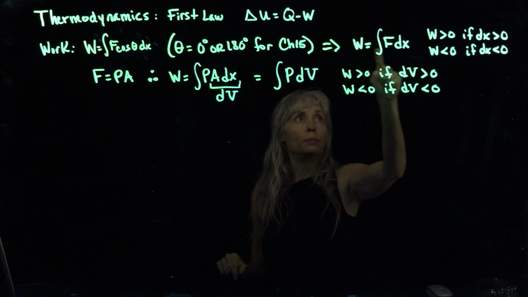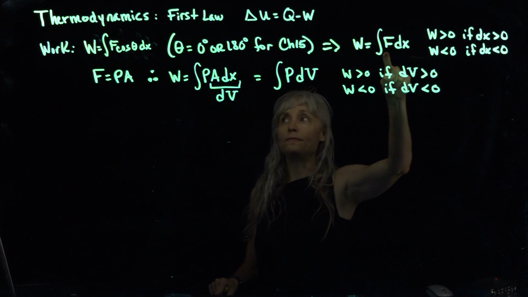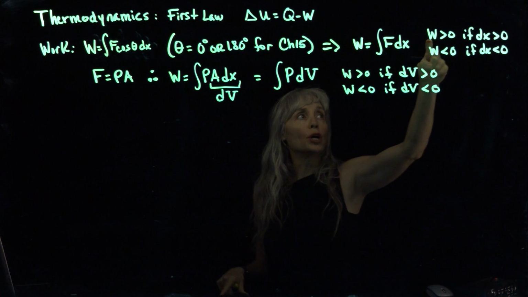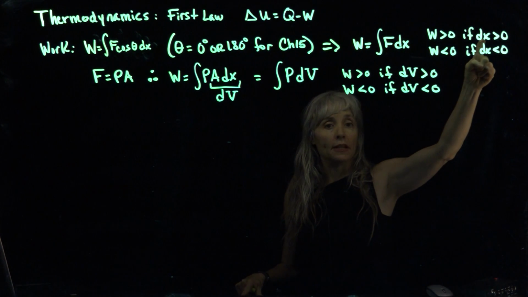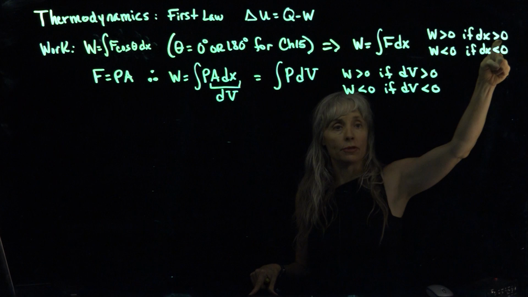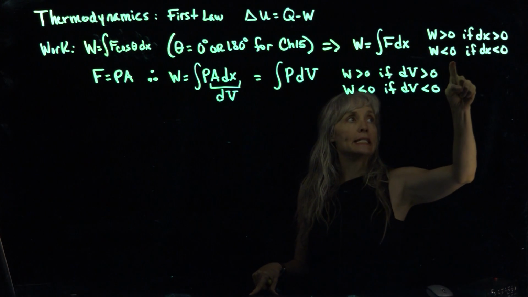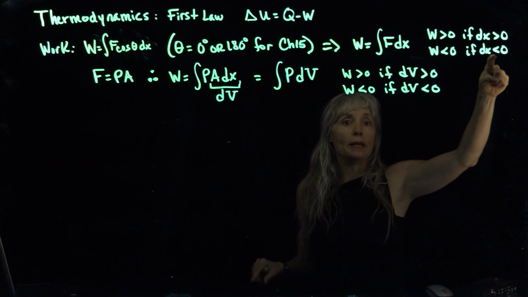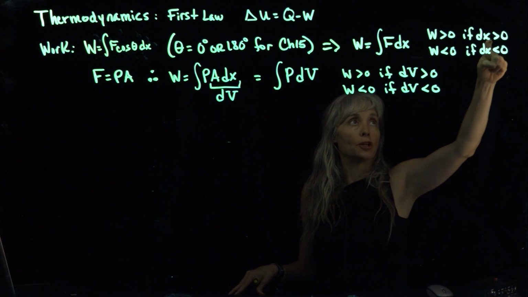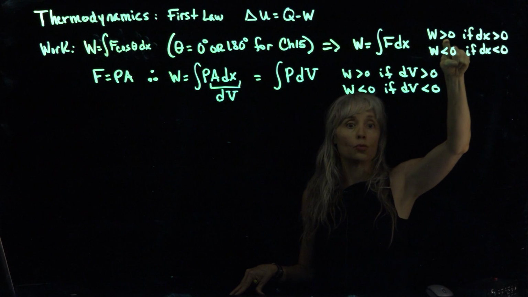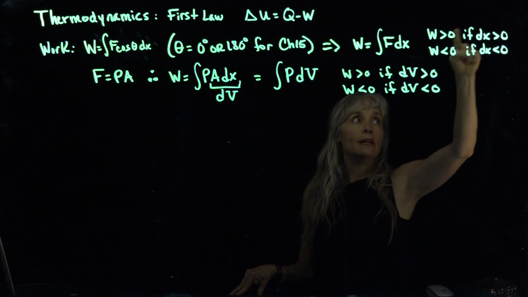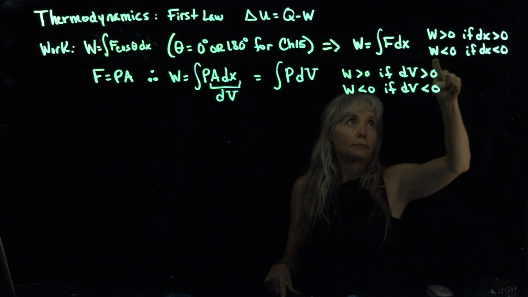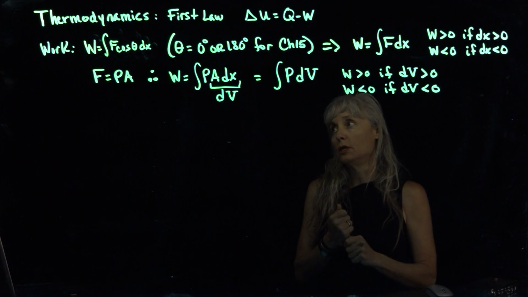So in other words, I can replace cosine theta by either 1 or -1. So work can be written then as just the integral of F dx. Notice I've let cosine theta be 1. And work is greater than 0 if the displacement is greater than 0, and work is less than 0 if the displacement is less than 0. So if the system is expanding, dx is going to be positive, work is positive, work done by the system is positive. If instead dx is negative, then the system is collapsing and work would be less than 0.